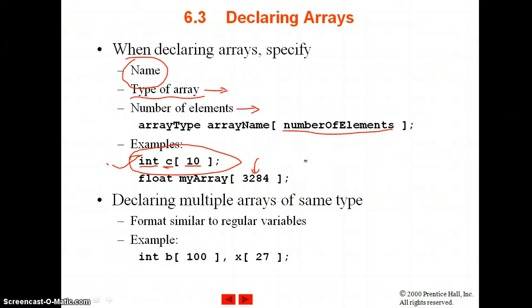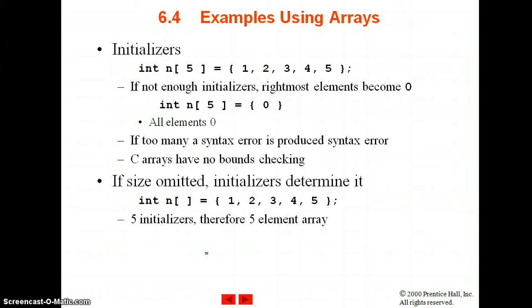So in a single declaration statement, we can declare multiple arrays. For example, integer b with size 100 and x with size 27. So this is a declaration of two arrays in a single declaration.